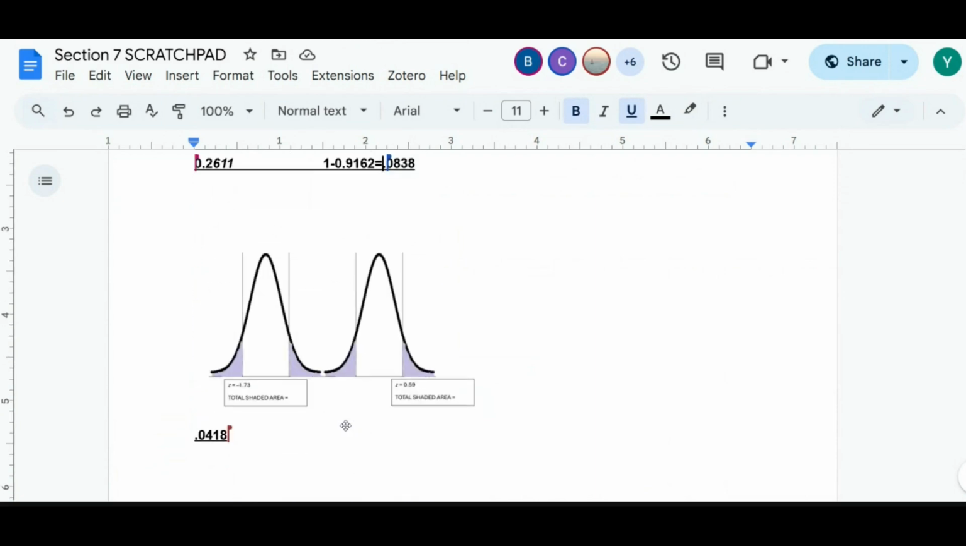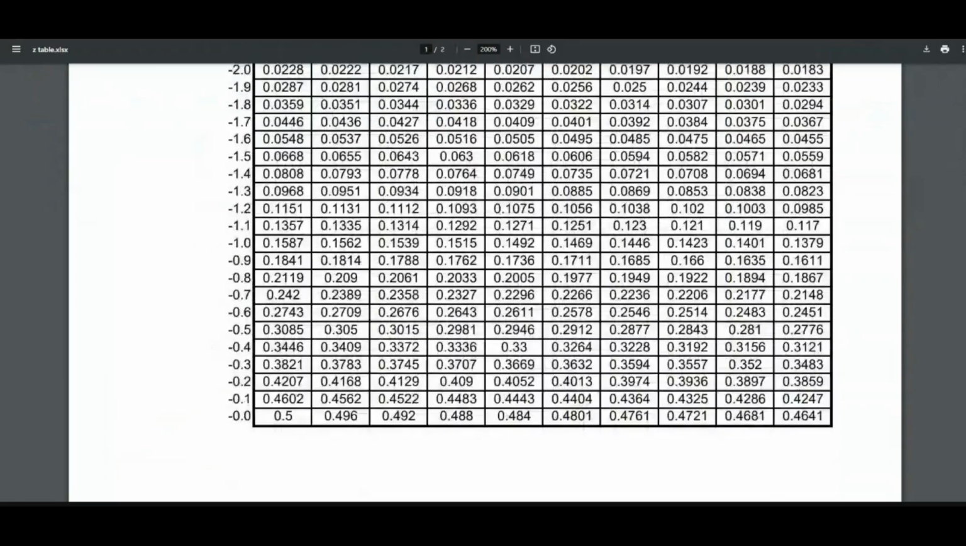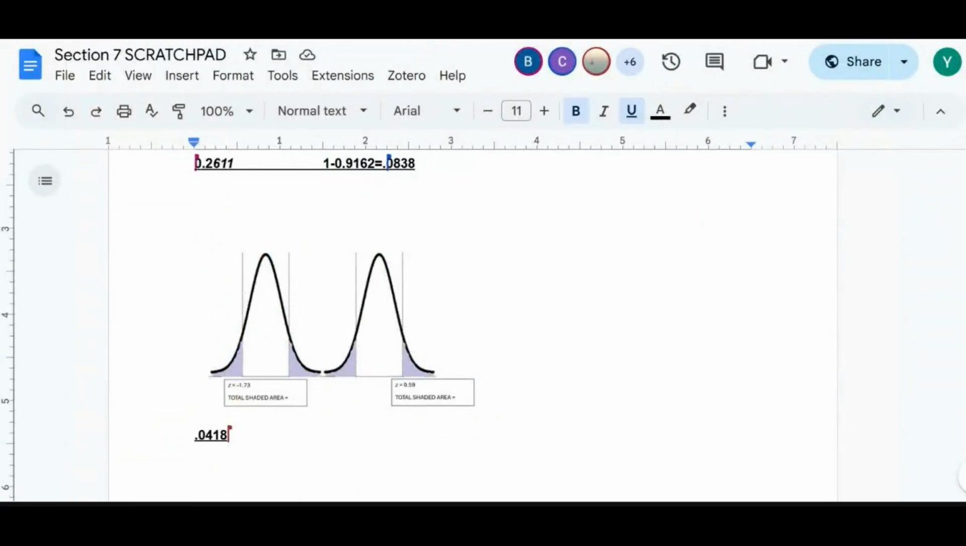Okay, a little bit. Let's finish this one. What is the total shaded area here? Let's see what you did. Now, do you see, this would be the case when you have a two-tailed test. So what does the table tell you? Negative 1.73. Let's always go for the most basic thing first. Minus 1.73 would be on this side. Minus 1.73. Okay. Do you see a 0.0418? And I think that's what you have on the scratchpad.